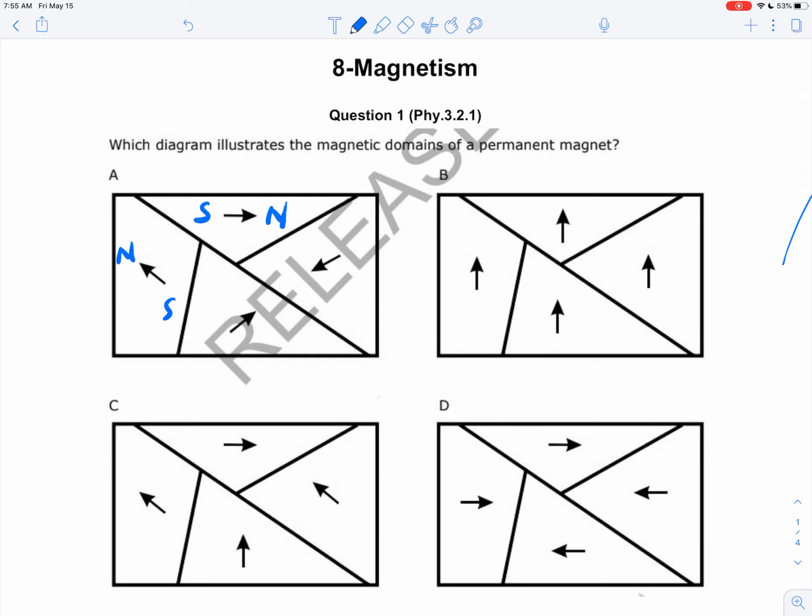And in a permanent magnet, there's a sense of order. There's an alignment of the domains. And I think this is pretty simple to figure out.